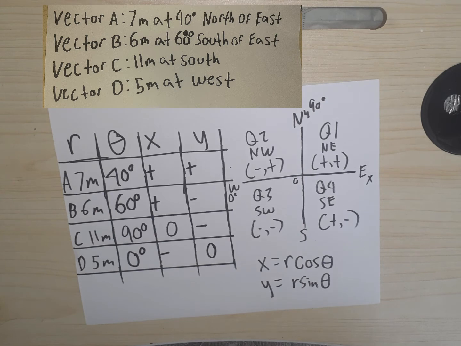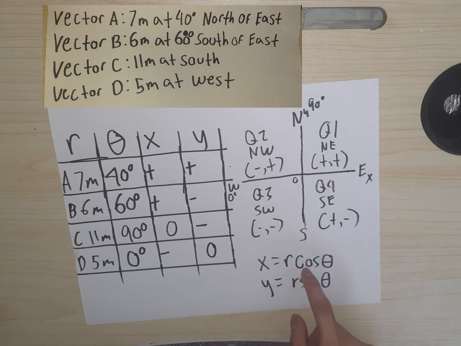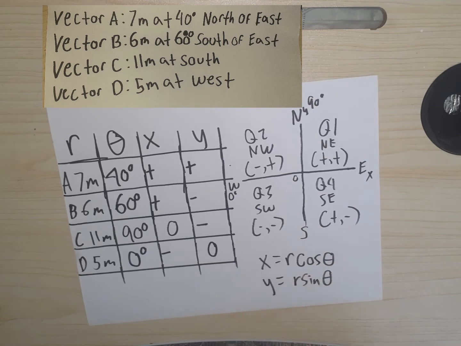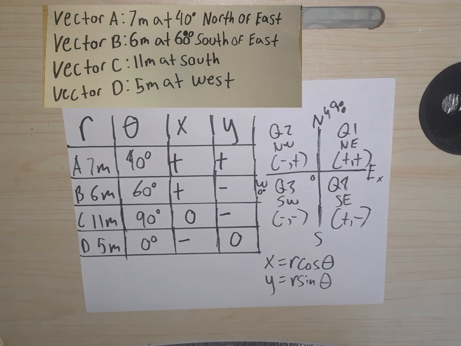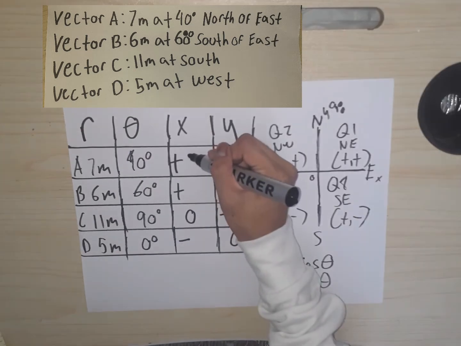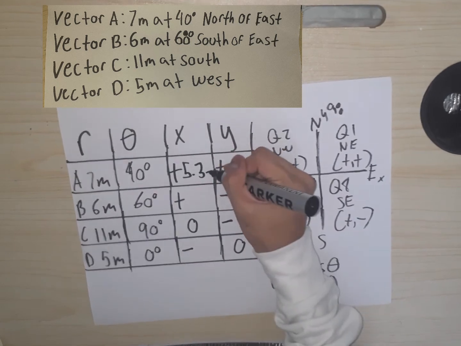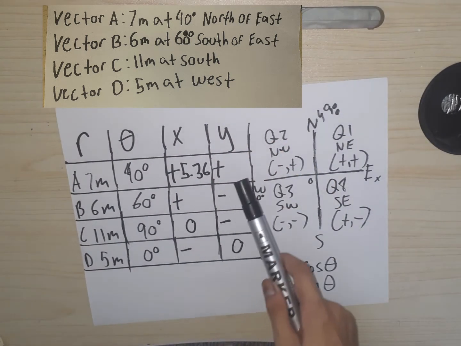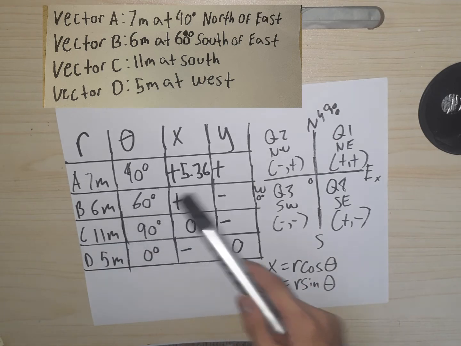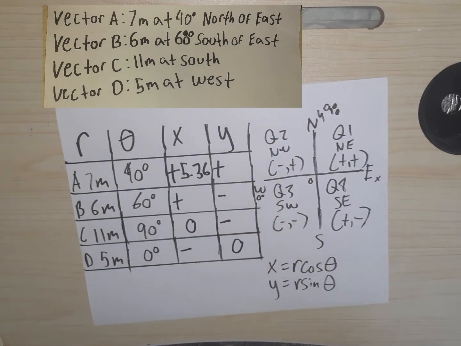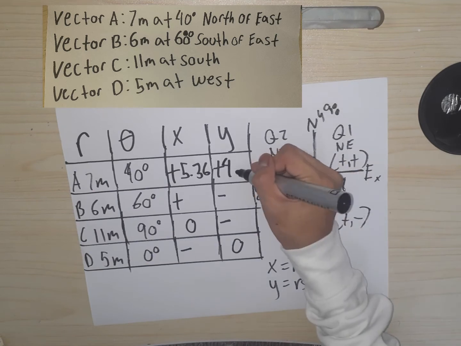And after that, we're gonna solve the x component and the y component of each vector. We're gonna use the formula of x component, r cosine theta, and for y component, r sine theta. Now, we're gonna solve the x component. It's 7 times cosine 40, and it's 5.36. For our y component, it's 7 times sine 40, and it's 4.5.